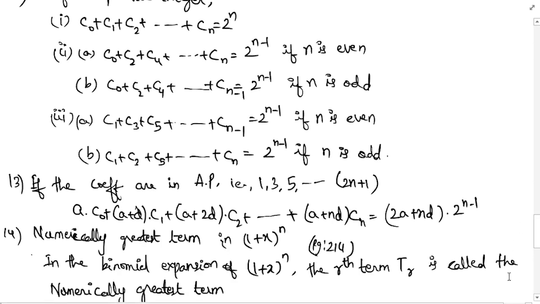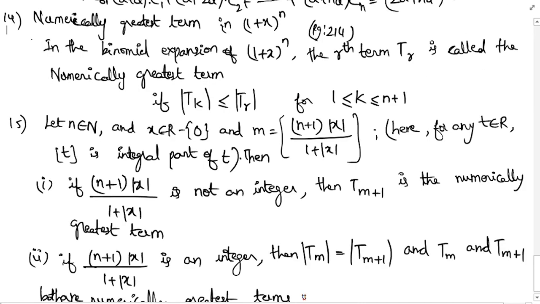Okay. So next, the numerically greatest term. So numerically greatest term in (1+x) whole power n. Okay, you can find this on page number 214. Okay, so in the binomial expansion of (1+x) whole power n, the rth term, that is Tr, is called the numerically greatest term if mod of Tk is less than or equal to modulus of Tr, that is for 1 less than or equal to k less than or equal to n plus 1.